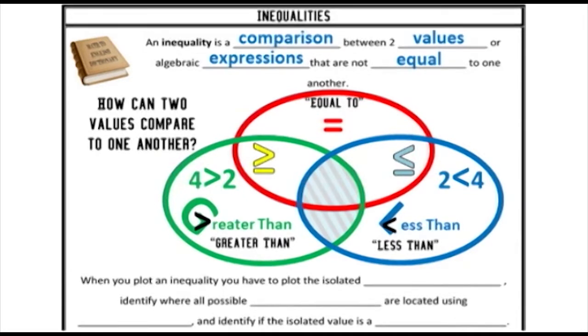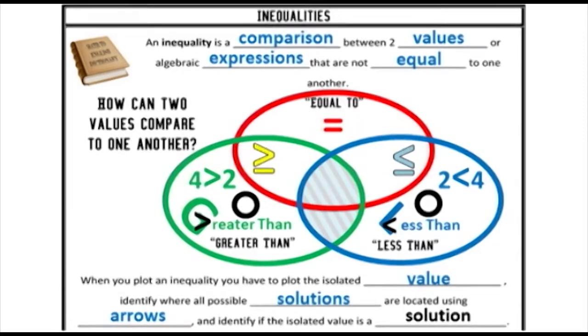When you plot an inequality, you have to plot the isolated value. Identify where all possible solutions are located using arrows, which we'll discuss in a moment, and identify if the value is a solution. We do this by using different forms of points. Greater than and less than are both plotted with open points because the isolated value is not included as part of the solution. It's just a starting point for graphing.